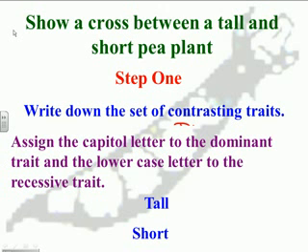Yes, Terrell. Good question, but that's something else. You're writing down the set of contrasting traits. That was step 1. But what you probably didn't realize is that is actually the phenotypes that you are writing down. You're still going to do that when we get to the second step. Okay, but you're just writing them down right now. All right?